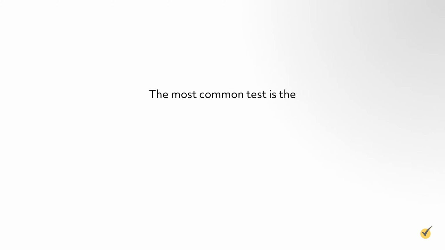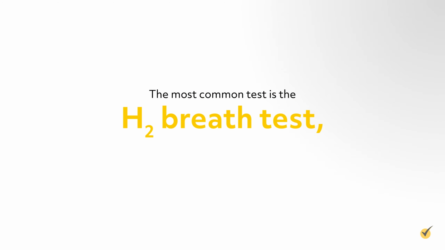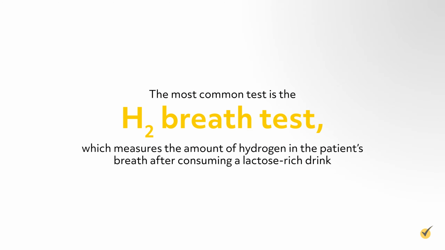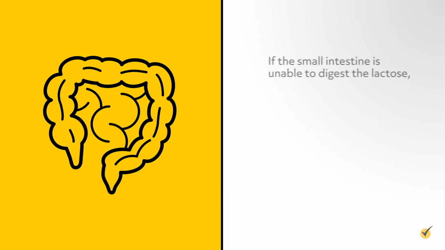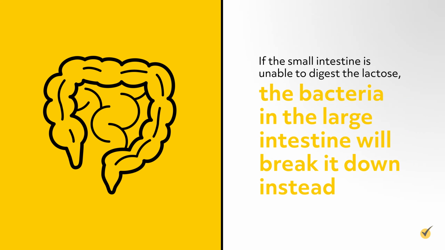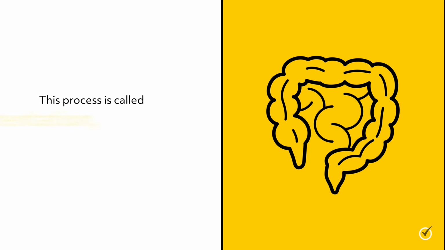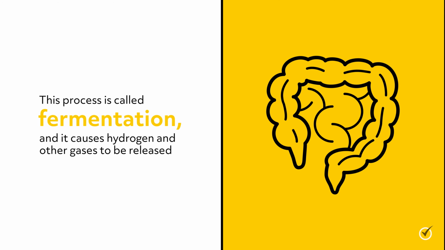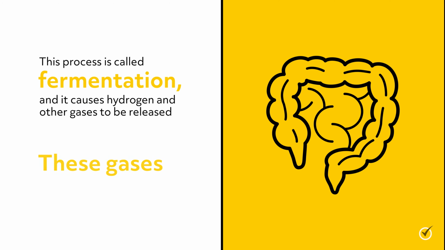The most common test is the H2 breath test, which measures the amount of hydrogen in the patient's breath after consuming a lactose-rich drink. If the small intestine is unable to digest the lactose, the bacteria in the large intestine will break it down instead. This process is called fermentation, and it causes hydrogen and other gases to be released. These gases are absorbed and eventually exhaled.